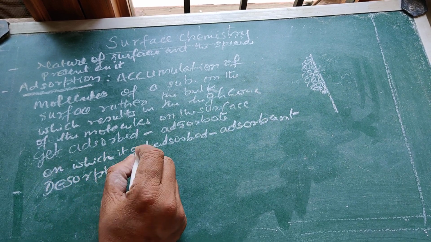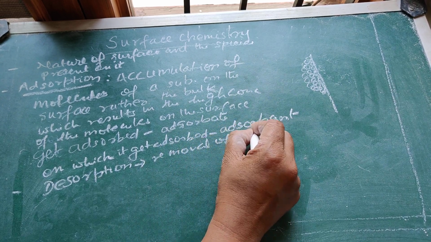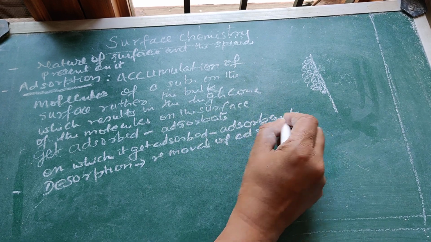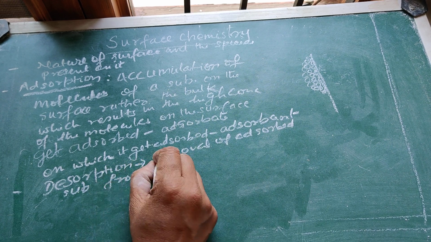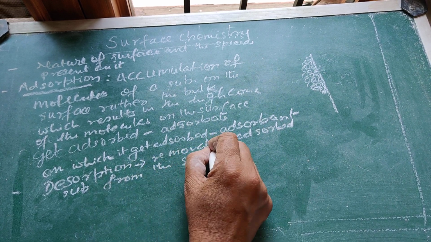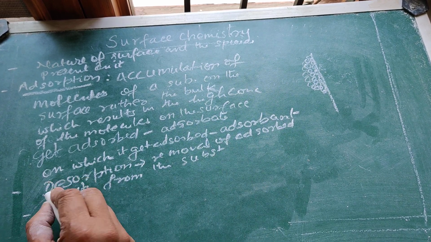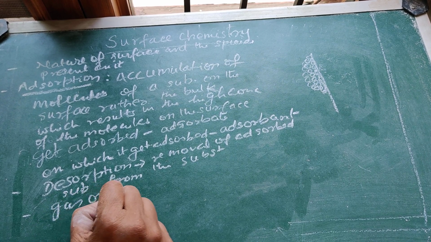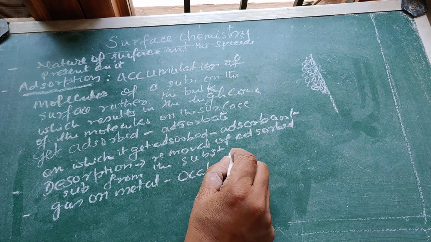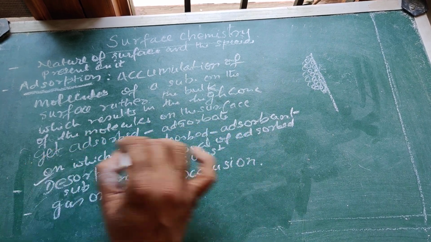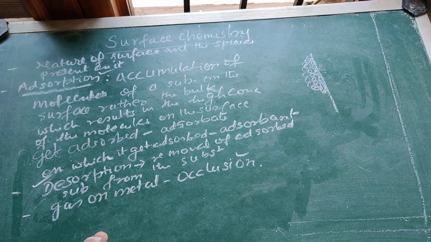So the reverse process will be what? Removal of the adsorbed substance from the surface. And the process of adsorption of a gas on a metal surface is known as occlusion. So these are certain terms: desorption, occlusion and adsorption that you use in surface chemistry.